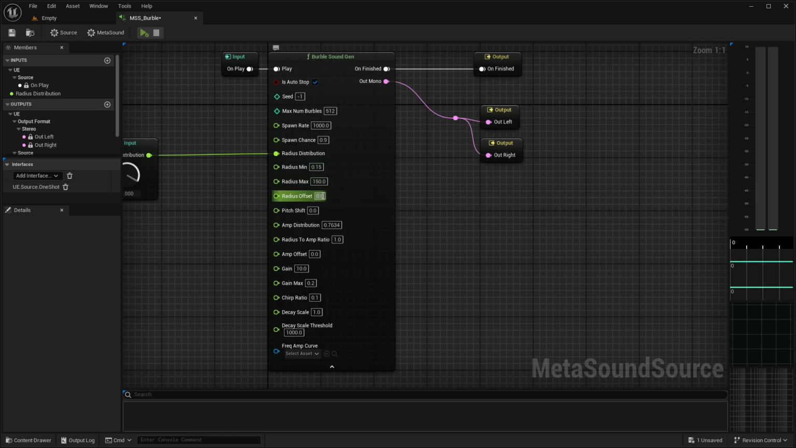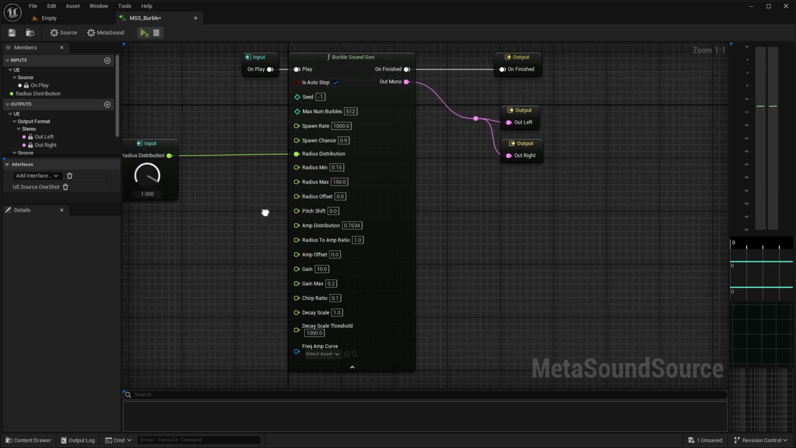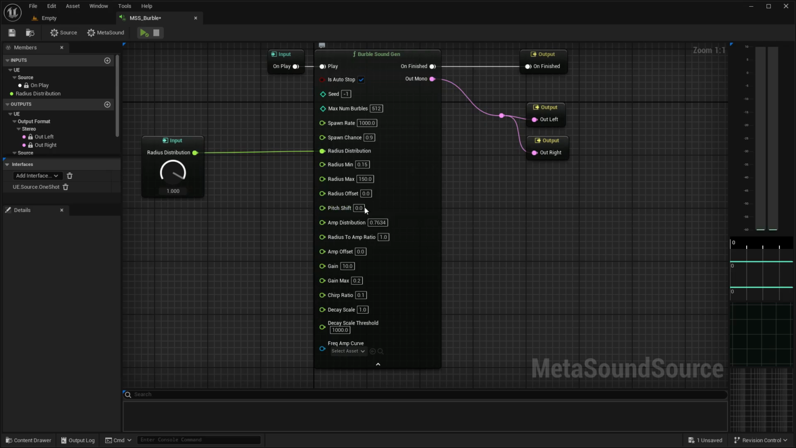Radius offset is a constant offset added to the sampled radius. It's also meant to be used for some special effects. For liquid sounds, always keep it at 0. This pin allows you to shift the final pitch of all bubbles.